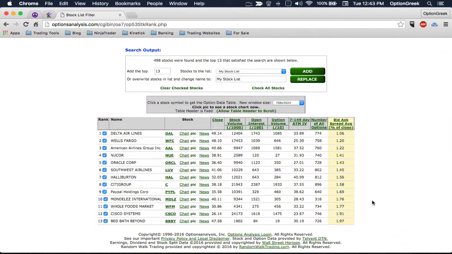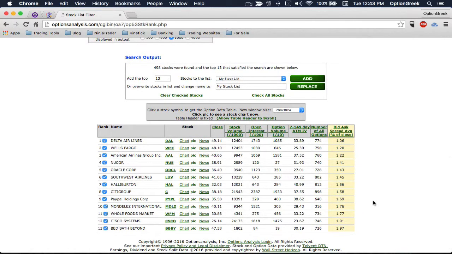You can see that it went out, applied our criteria, and came back with 13 stocks. Right off the bat, for trading purposes, these are probably excellent candidates. One, because they have the price range that we're looking at, so nothing here is greater than 50. They also have a large number of option strikes. You can see this one here trades at 774. Delta Airlines, symbol DAL, and it has a bid-ask spread of about 1%, 1.06.